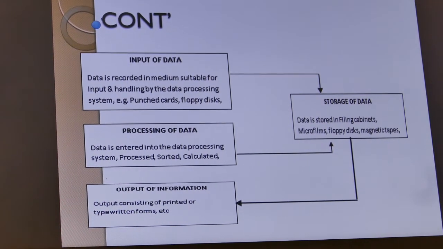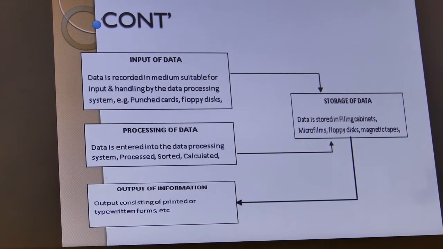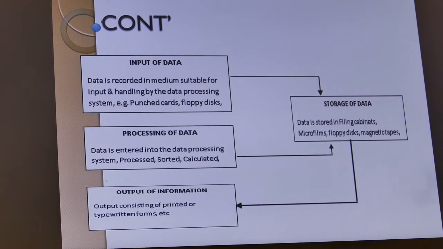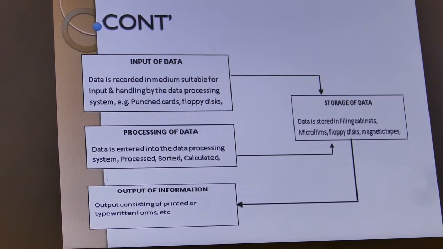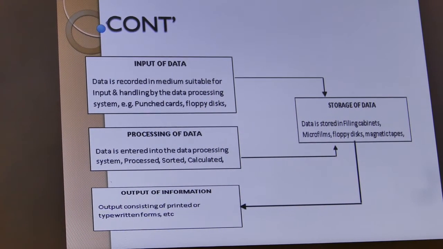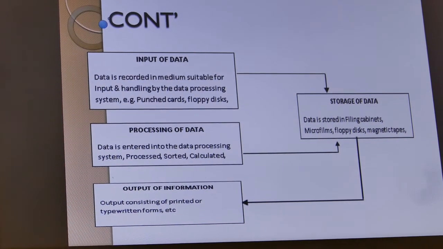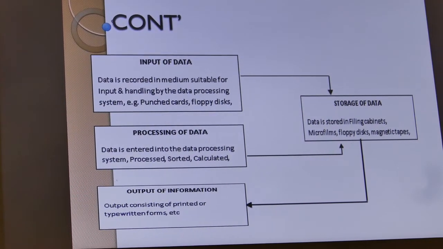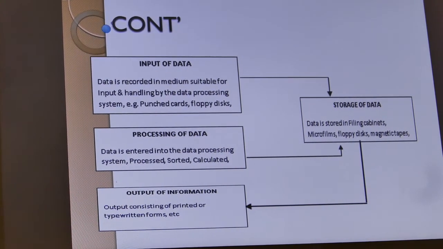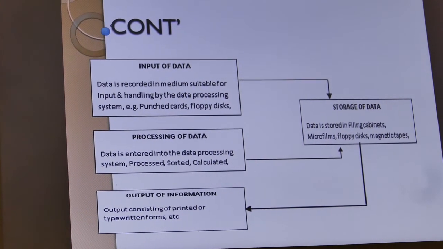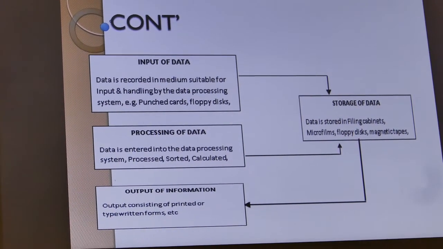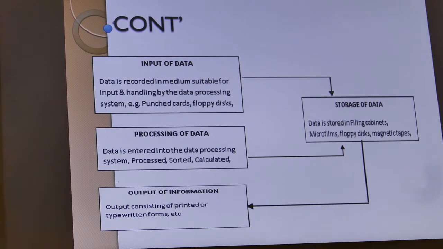So after processing, we have two more stages. One is output of information, which consists of printed, typewritten. You can also have a soft copy output, whereby you can just project it on the screen and so on. So if you don't want to output it that way, you can store the data for future use. So the last stage is storage of data.